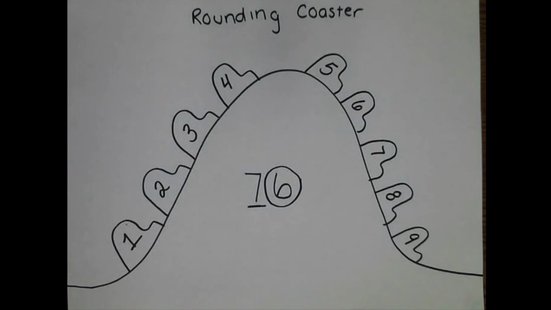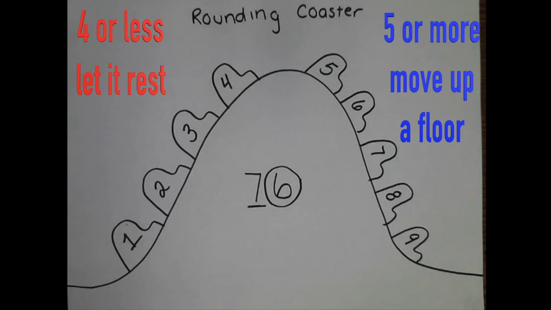Now, there's a little rhyme that we like to call the rounding rhyme. We like to say, 4 or less, let it rest, 5 or more, move up a floor. This means that if the number next to the right of the place value we're rounding to is 4 or less, we're going to keep the place value the same number. If it's 5 or more, we're going to move it up one place value.